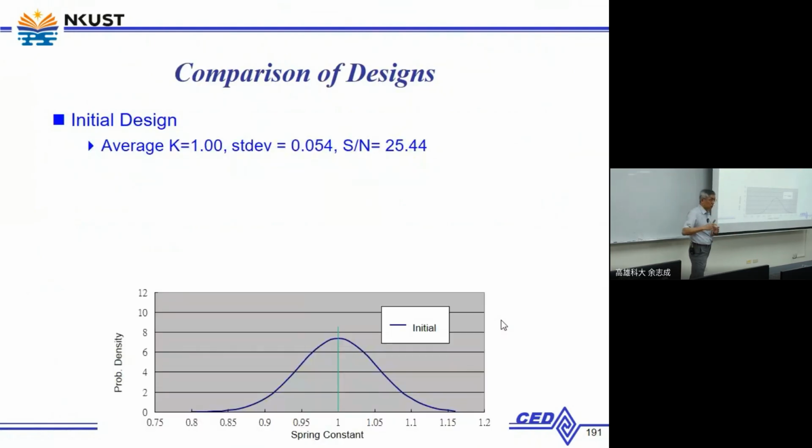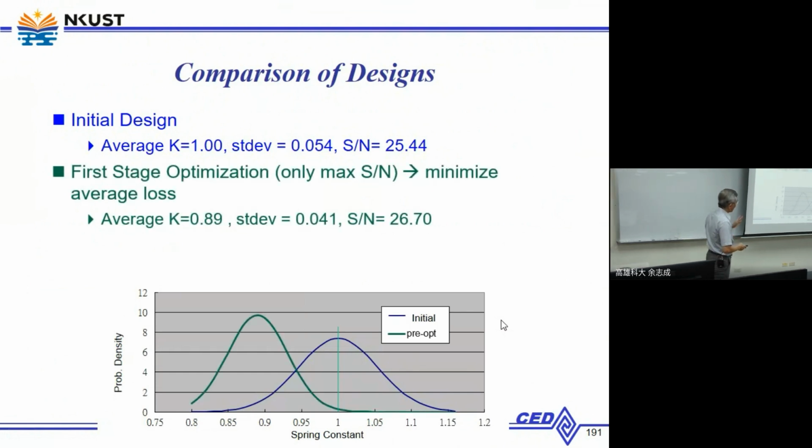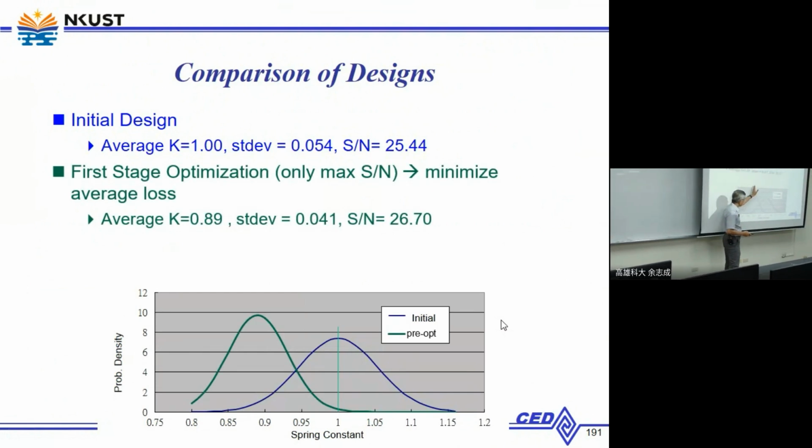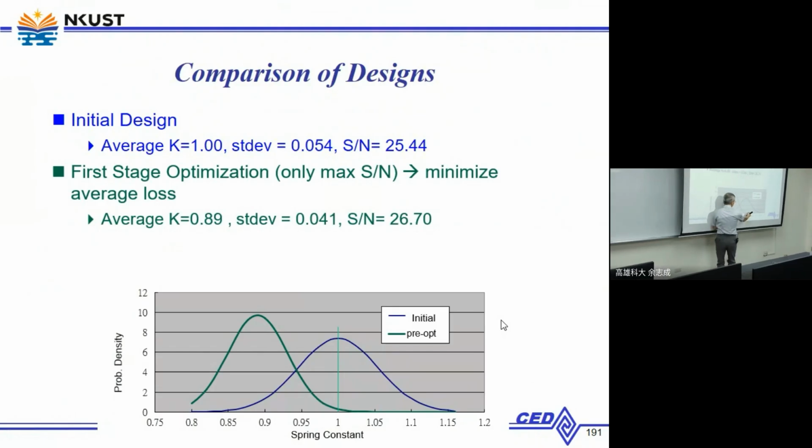I will show you using Excel, and we can compare the result. As I mentioned before, this is the initial design from the questions. And what will be the optimum design? After our first stage optimization, our optimum design average will be 0.89. As you can see, the standard deviation has been reduced.